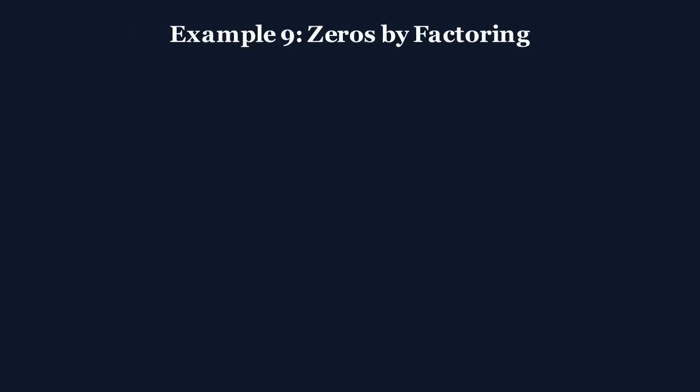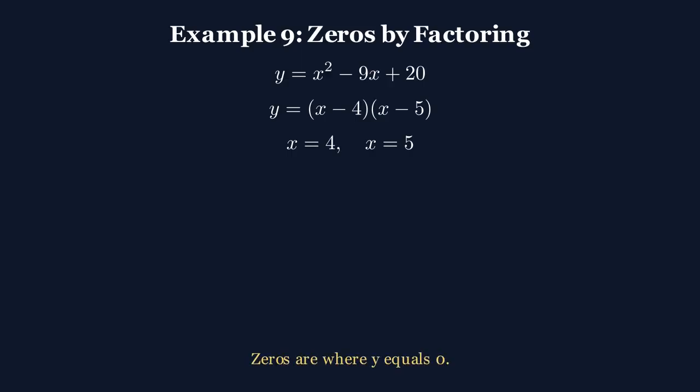Example 9. Find the zeros of y equals x squared minus 9x plus 20. Factor the trinomial. Two numbers that multiply to 20 and add to -9 are -4 and -5. So y equals (x minus 4) times (x minus 5). Set each factor equal to 0. The zeros are x equals 4 and x equals 5.